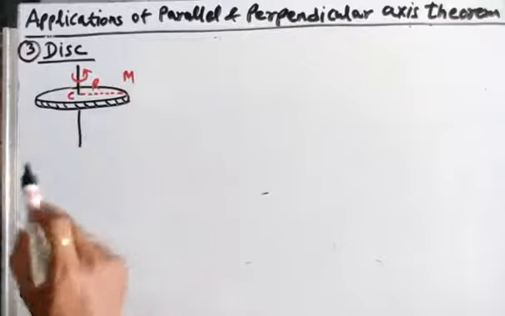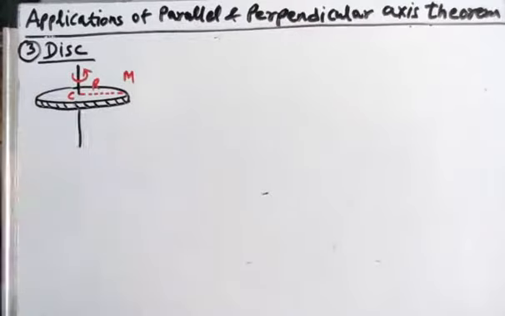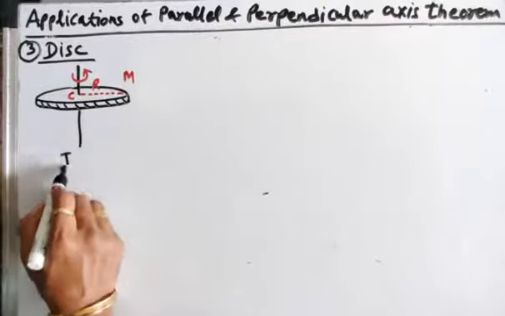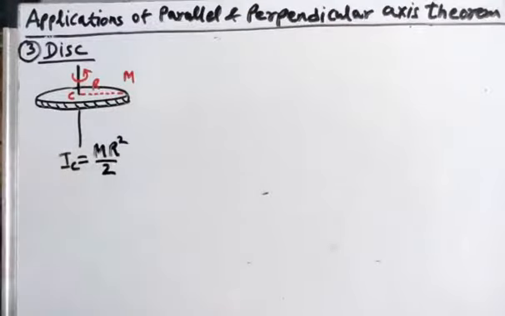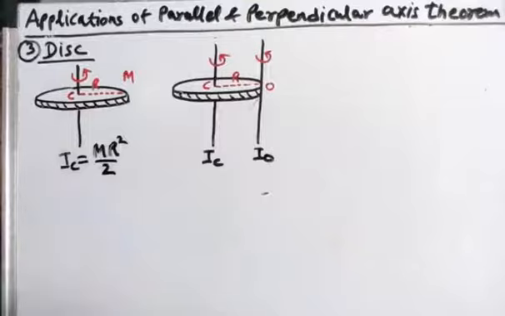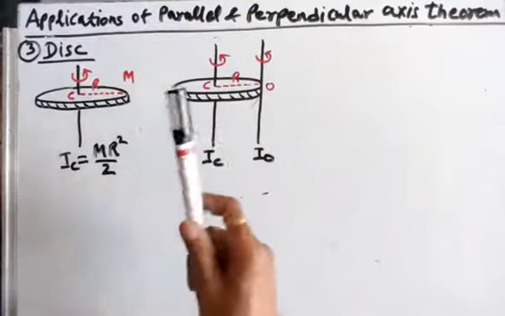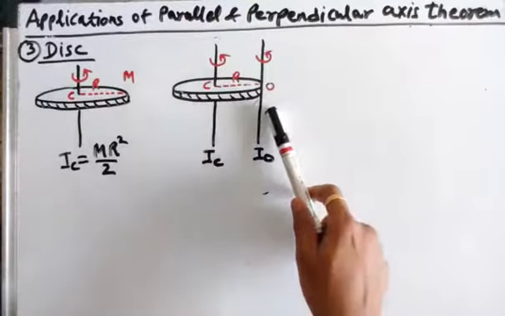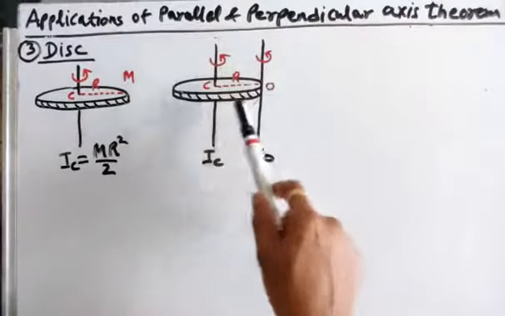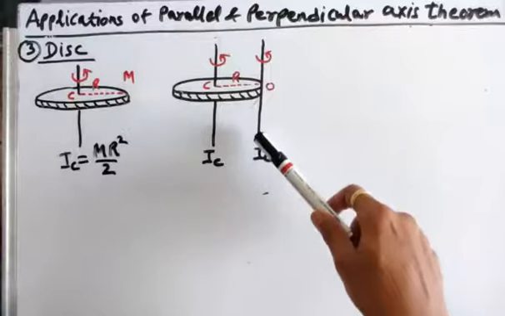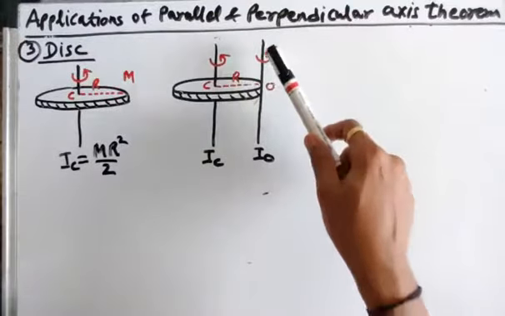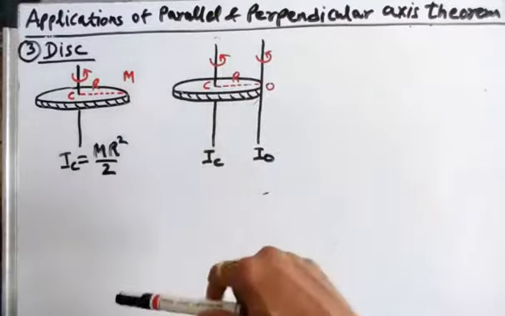You can see this is a disk of mass m and radius r which is rotating about an axis passing through its center and perpendicular to its plane, and is given by IC is equal to mr square upon 2. Now we want to find the moment of inertia of the same disk about an axis which is tangent to the disk and perpendicular to its plane. Here you can see this is the axis of rotation which is passing through point O, which is tangent to the disk and perpendicular to its plane.